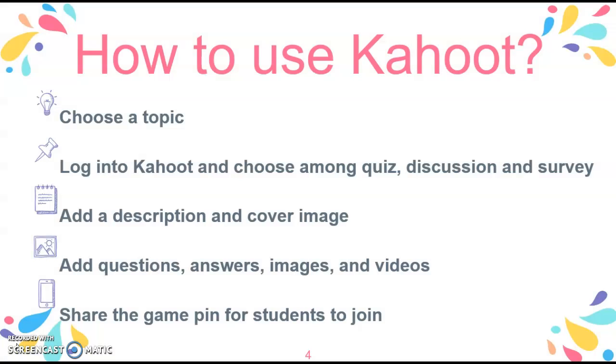How to use Kahoot? First, choose a topic. Second, log into Kahoot and choose among three options: quiz, discussion, or survey. After that, add a description and a cover image. Then, add questions and answers. You can also add images and videos. Finally, share the game pin for students to join.